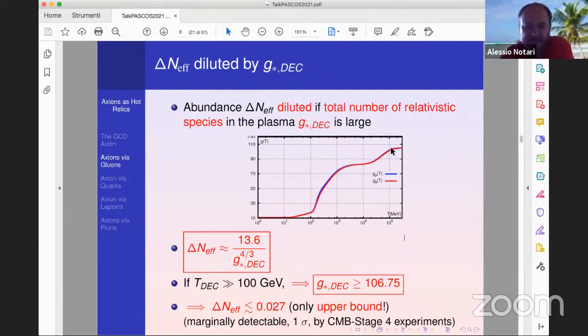Now you can observe that g star, as you all know, goes down at lower temperatures. And therefore, if one finds a channel that decouples at lower temperatures, this would be better for observability. Moreover, when you decouple above a TeV, the number of degrees of freedom could be even much higher than 106. We don't know. Therefore, this is only an upper bound for the contribution from the gluons. And now this is marginally detectable by future experiments, in the sense that the so-called CMB Stage 4 experiments have a 1 sigma sensitivity close to this number, but this is just 1 sigma. You need more than that, right?